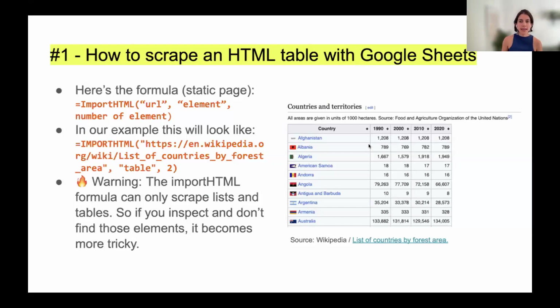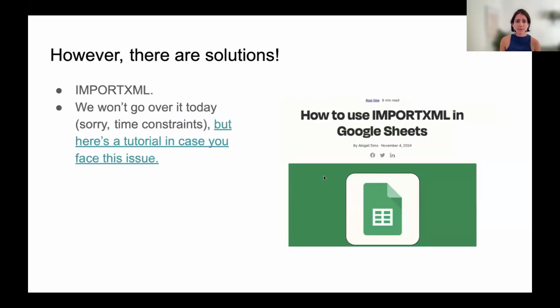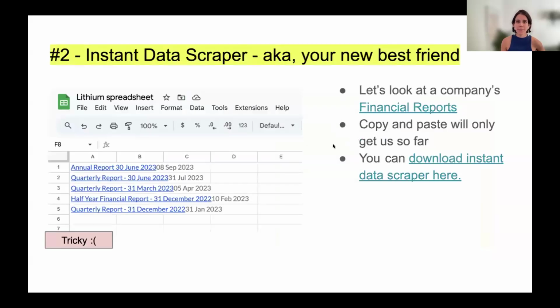Perfect. And here I also hyperlinked if you want to test it at home and do the same. From this formula, we came to the second one and got our information. And because I said that the HTML formula is a bit limited, there are solutions, for example, the export XML. But because of time constraints, we are not going there today. But I linked a really cool tutorial in Zapier, so if you're interested in how to go around these limitations, please give that a read.